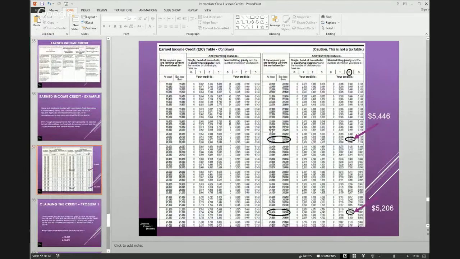So that's what we're going to do. Looking at the first number, which is their actual earned income, $23,315, we find here between 23,300 and 23,500, and the amount is $5,446. The second amount was their AGI. Their AGI was a little bit higher, and it was actually $24,499. So that's going to be here, and that was $5,206. So they're going to actually select $5,206 as the answer.